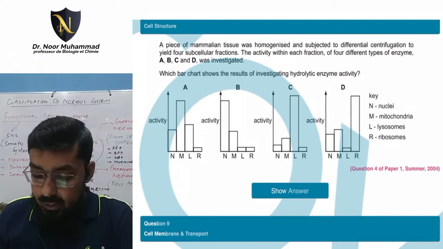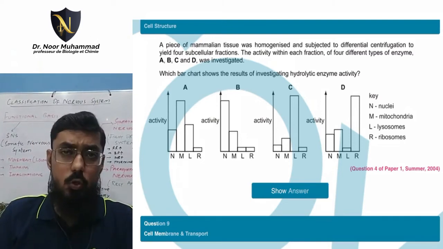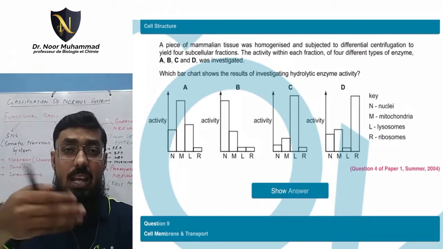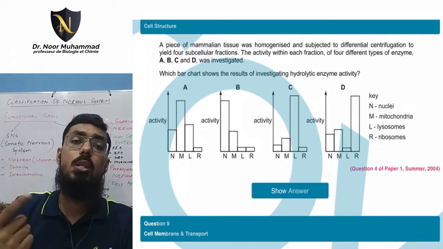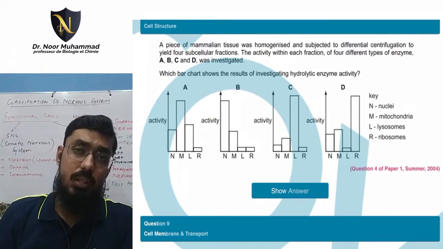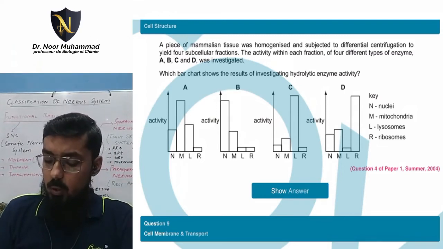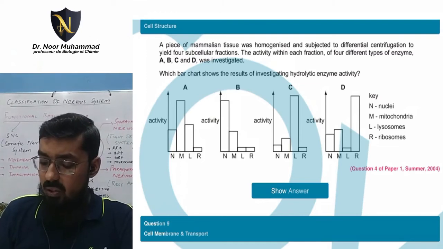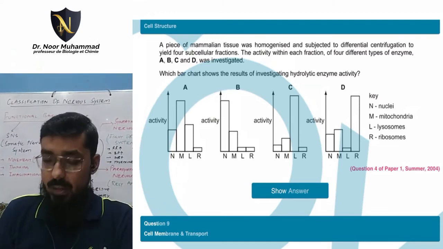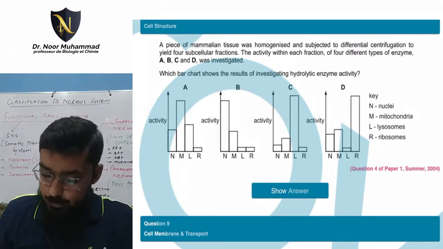ठीक है. A piece of mammalian tissue was homogenized. Homogenized किसे कहते हैं? अगेन माइक्रोस्कोपी में है कि जब आप एक फ्रैक्शनेशन करते हैं, सेल के कंपोनेंट्स को बाय सेंट्रीफ्यूगेशन सेपरेट करते हैं, वी कॉल दैट प्रोसेस होमोगेनाइजेशन. ठीक है. और सेल फ्रैक्शनेशन जिसमें सेल के कंपोनेंट्स अलग अलग हो जाते हैं. तो a piece of mammalian tissue was homogenized and subjected to different centrifugation to yield 4 subcellular fractions. तो आपने यहाँ पर सेल में से 4 subcellular fractions को अलग किया है.